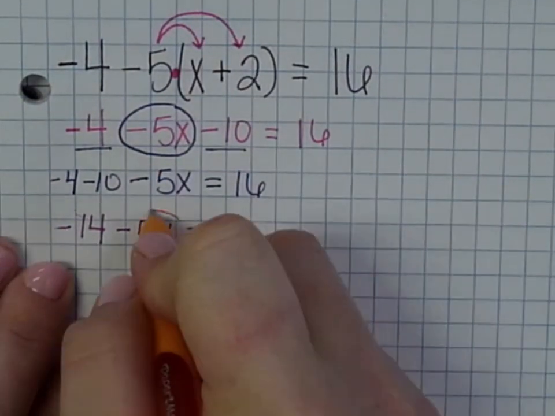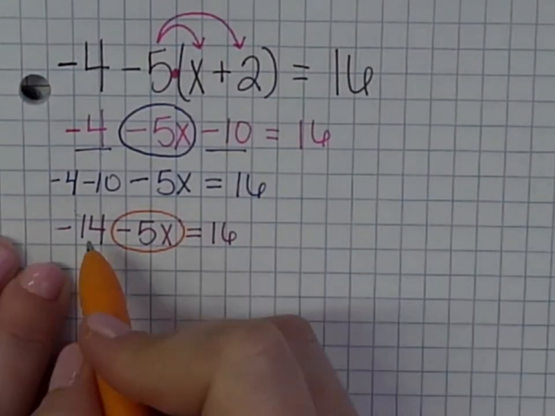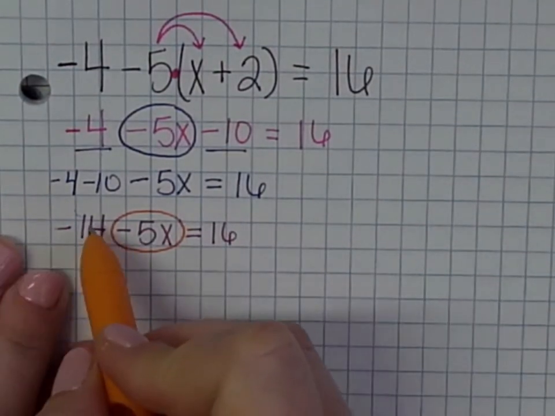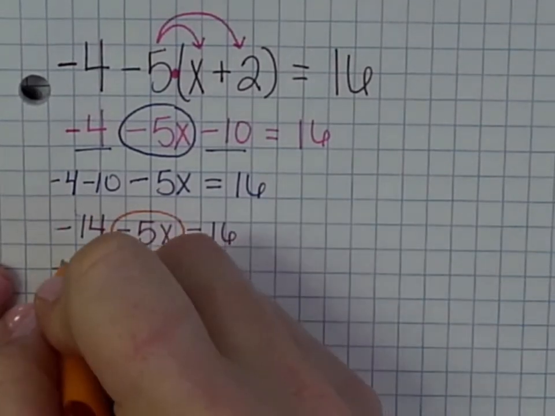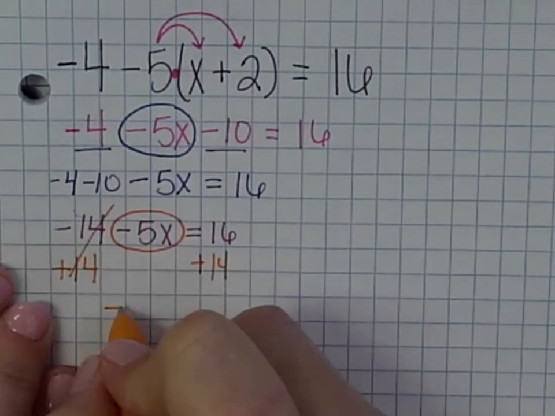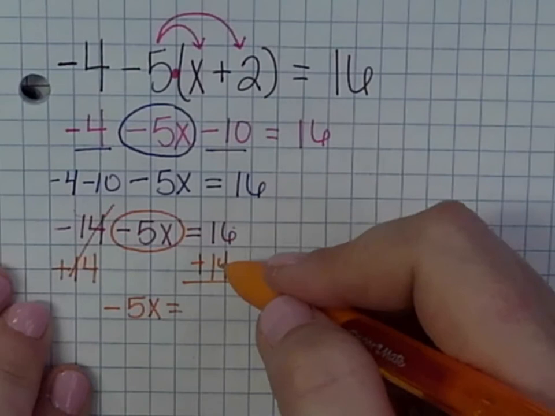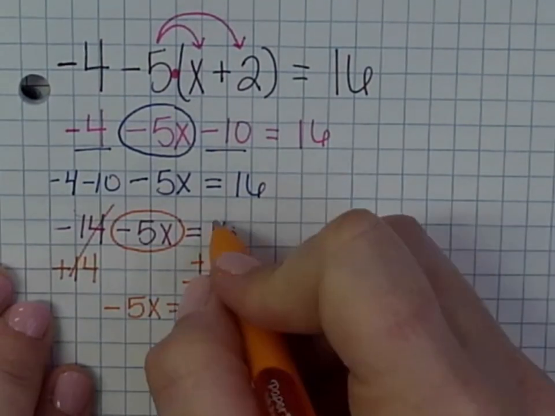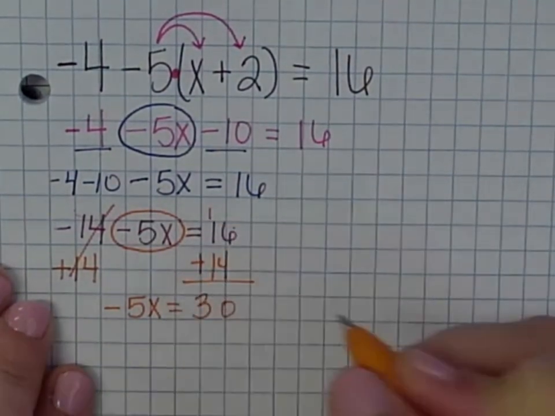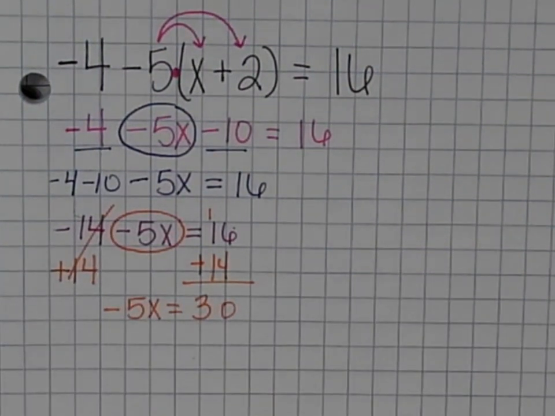Then I need to circle my variable again. So then I need to move this minus 14. Well, it's a -14, so change it to a +14 and a +14. -5x equals 16 plus 14, 6, 7, 8, 9, 10. Carry the 1, 1, 2, 3. So it'd be 30. And then, where is my green pen? Where did it go? There it is.